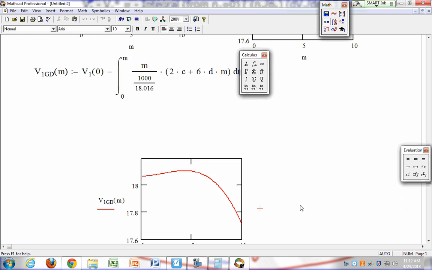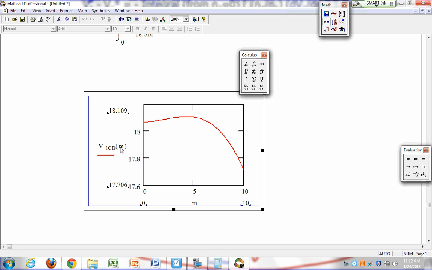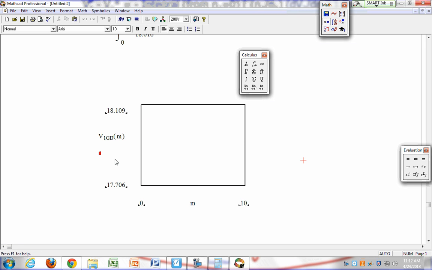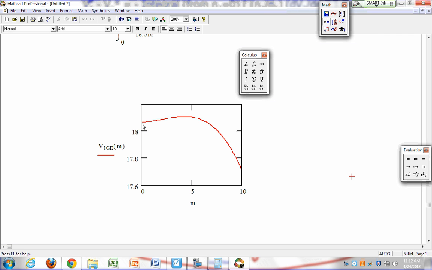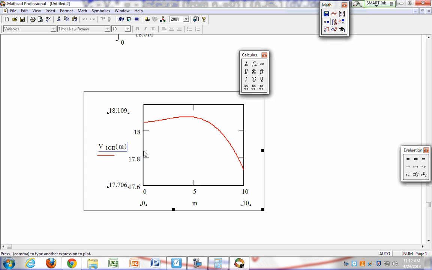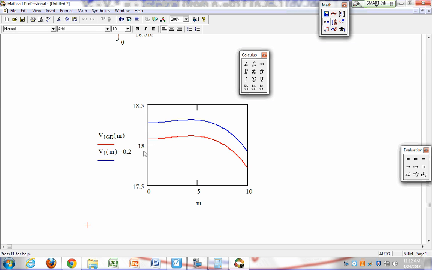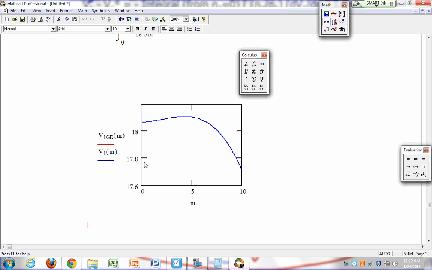In fact, if you were to calculate, let me see. I'm just going to offset the other curve by maybe 0.2, so you can see that they're in fact the same. Okay, so I'm just going to say V1 of m plus 0.2 there. So you can see they are the same. If I took out that 0.2, they're just right on top of each other.